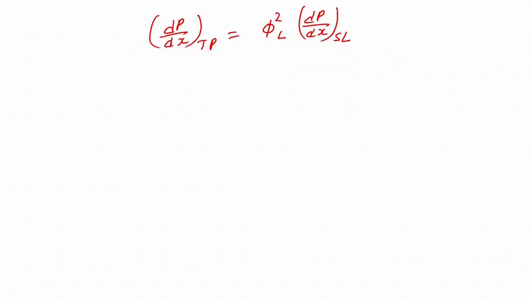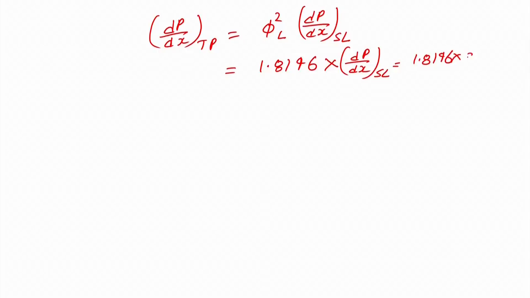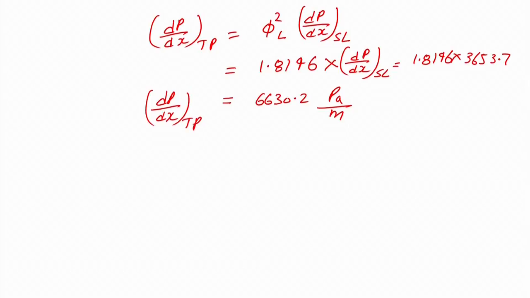Now, what you can say, the dP by dx, I am calculating based on the liquid, for the two phase flow is nothing but phi square L into dP by dx for single phase flow liquid. So, it means what you are going to get: 1.8146 into dP by dx of single phase liquid, that is equal to 1.8146 into 3653.7. Now, if you do that, you will get 6630.2 Pascal per meter, dP by dx for the two phase flow. So, it is 1.81 times higher than the liquid phase flow and more than 1000 times higher than single phase gas flow.